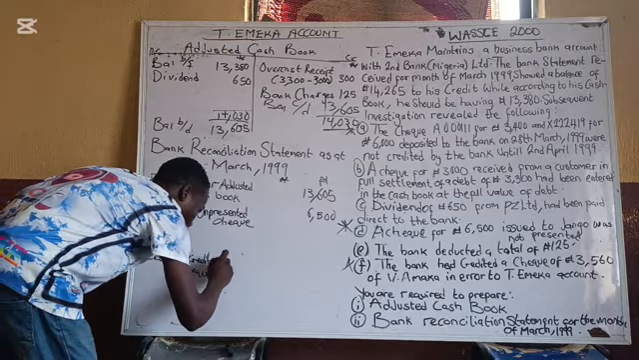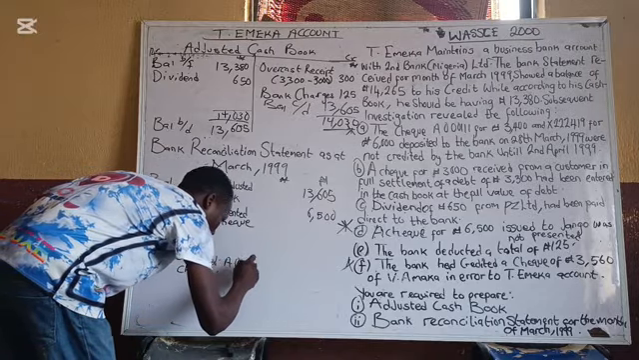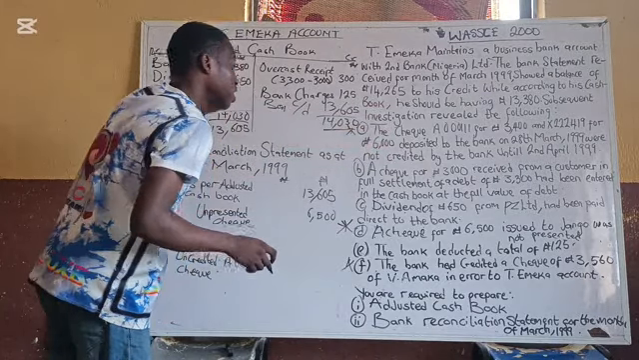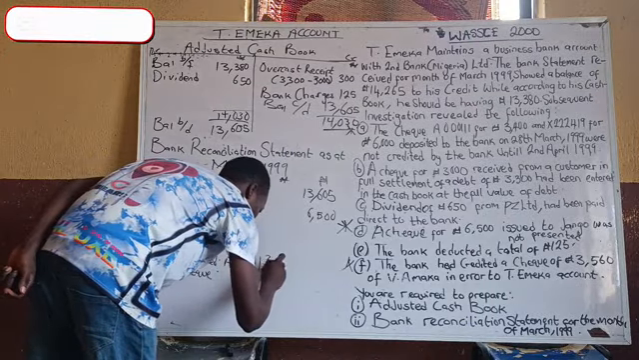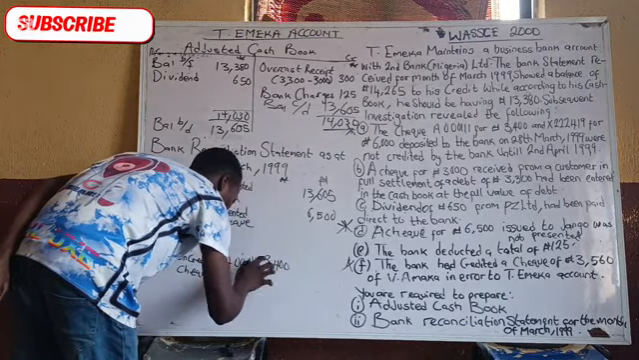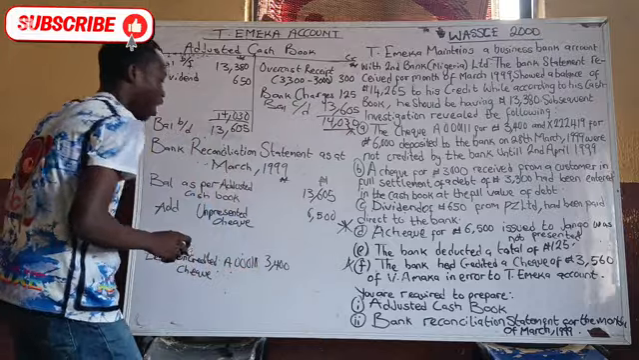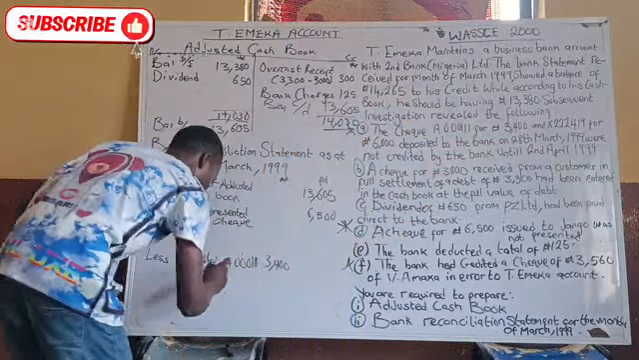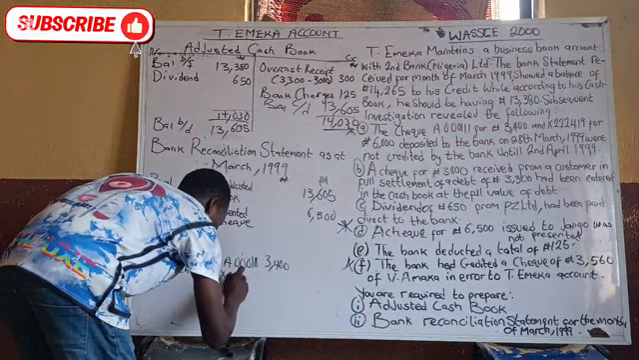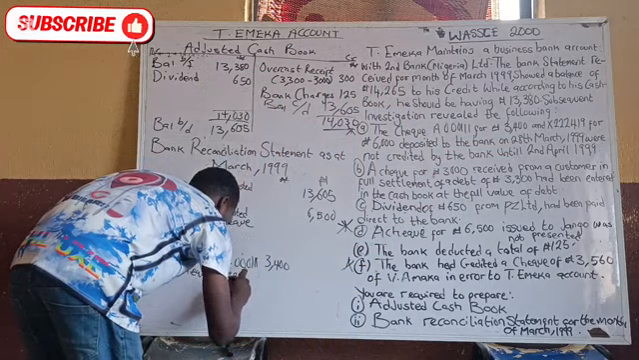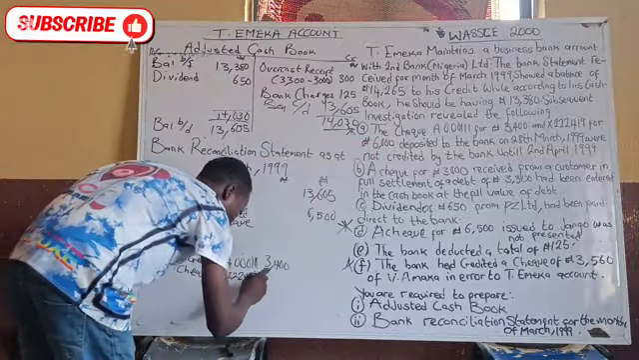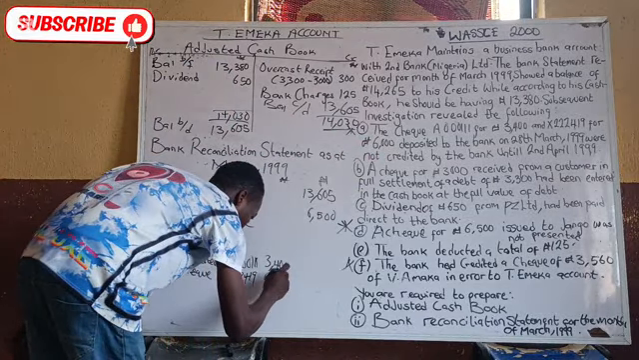So we have one of A000111. The amount is what? 3,400. And we have the second one to be this, which is S222419. Now the amount is 6,000 naira. So we have 6,000 naira.